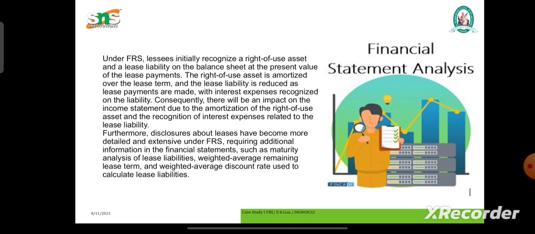The right of use asset is amortized over the lease term and the lease liability is reduced as lease payments are made, with interest expenses recognized on the liability. Consequently, there will be an impact on the income statement due to the amortization of the right of use asset and the recognition of interest expenses related to the lease liability.